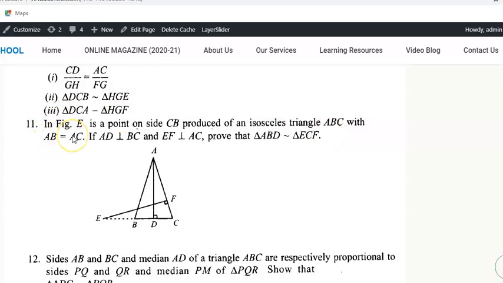With AB equal to AC, if AD is perpendicular on BC, so naturally this angle has to be 90 degrees each. And EF is perpendicular on AC, again the angle is 90. Prove that triangle ABD is similar to triangle ECF. So let's start here.